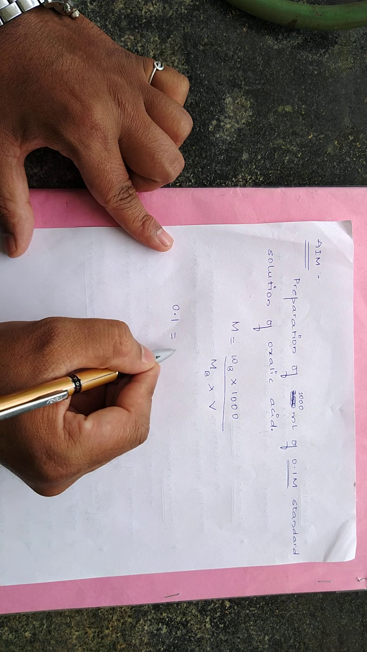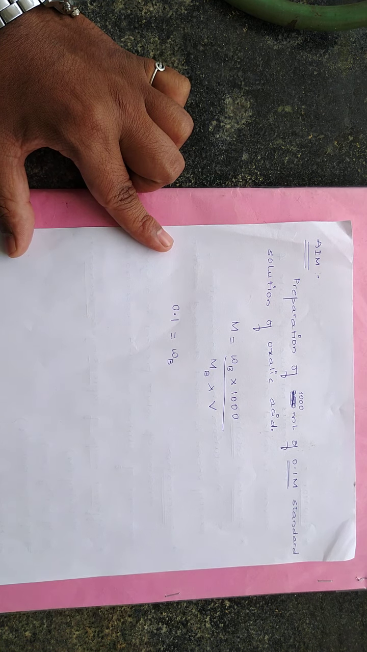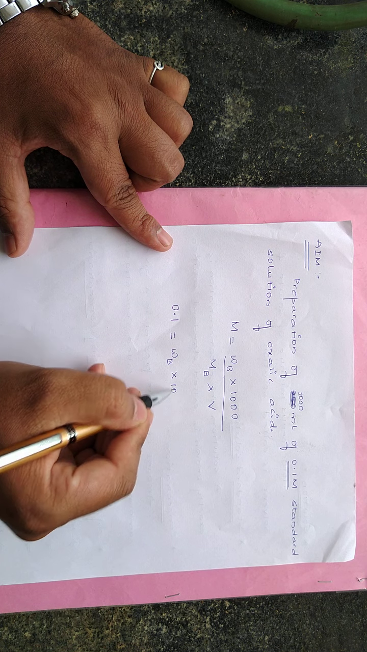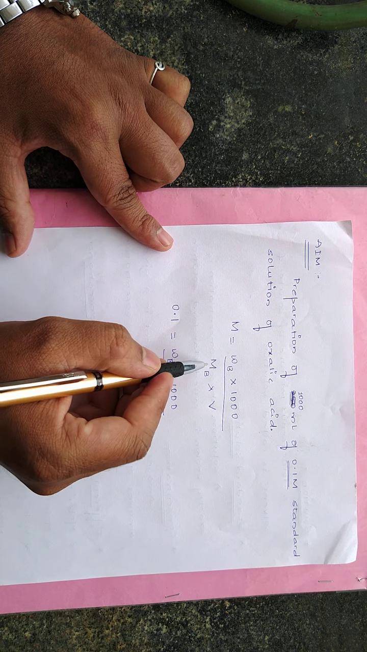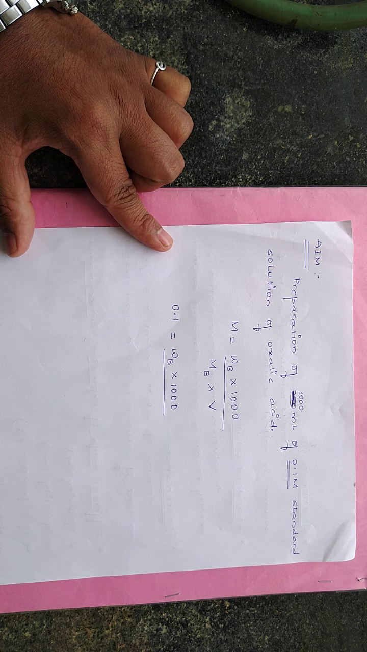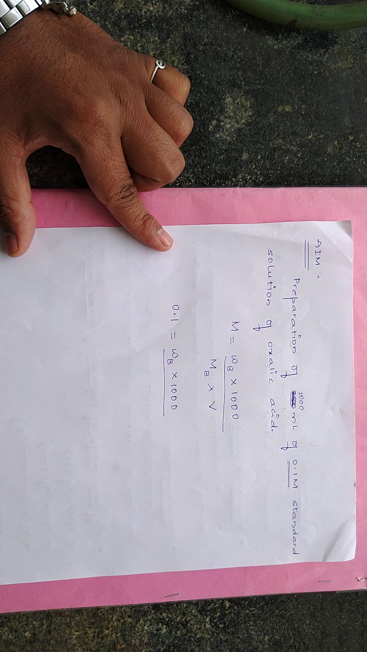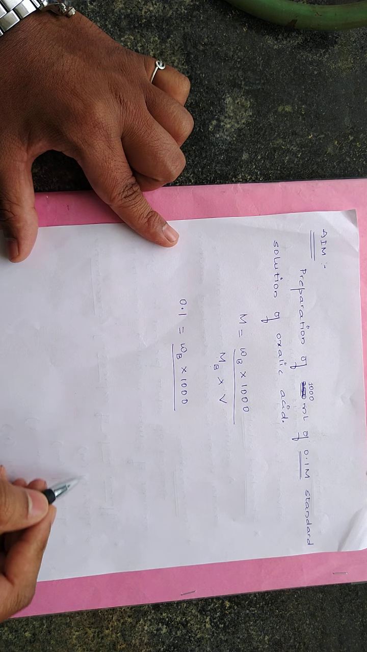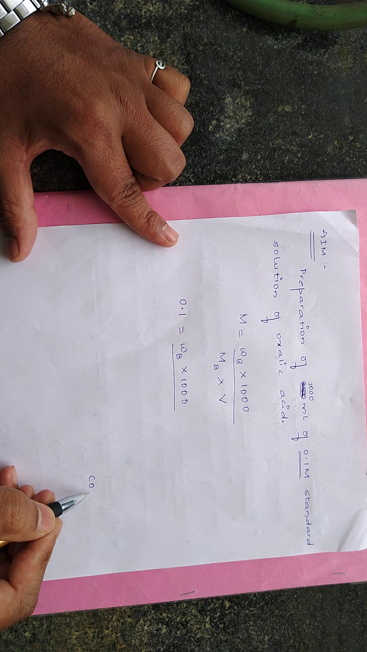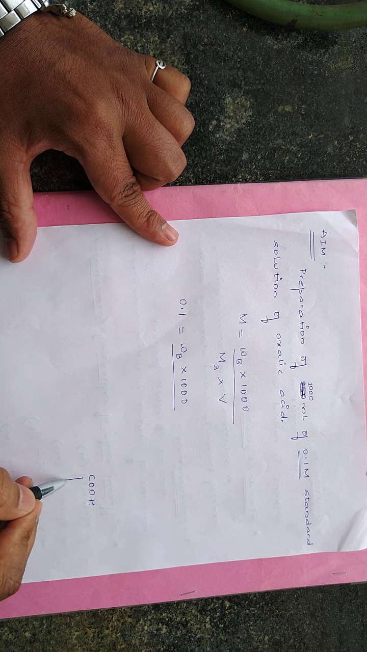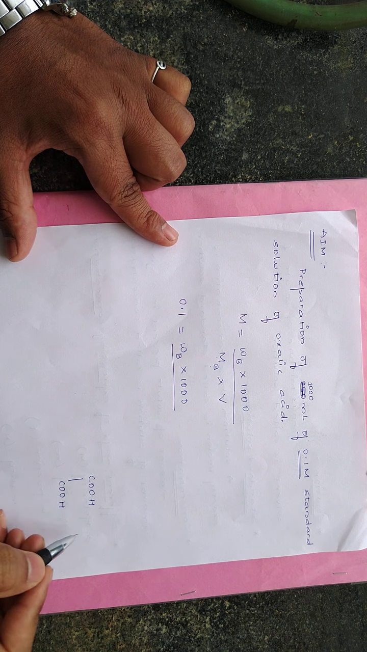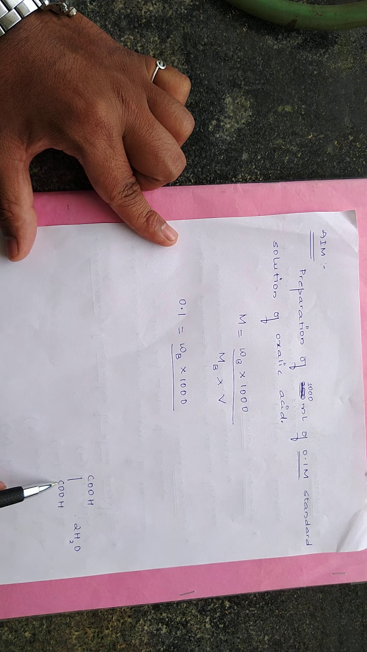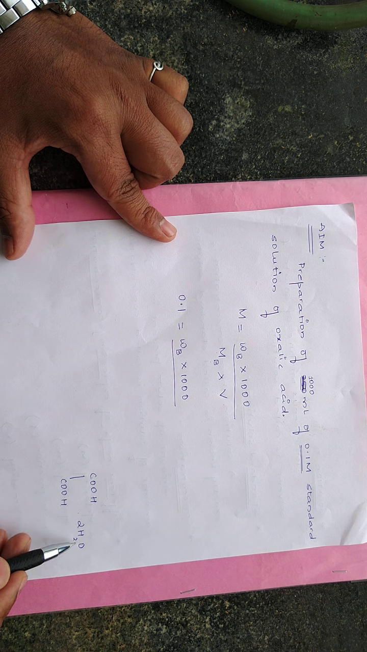So we have to find the weight of the solute that we are supposed to take, multiplied by 1000, divided by M B, which, as I told, is the molecular mass of the solute. In today's experiment the solute is oxalic acid. The formula for oxalic acid is like this. This is the structural formula of oxalic acid: COOH, COOH dihydrate.